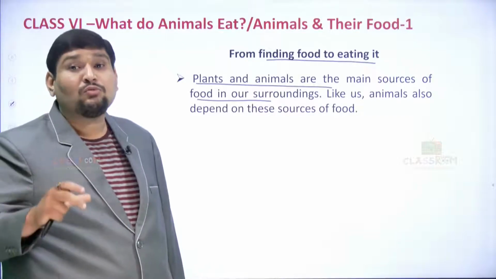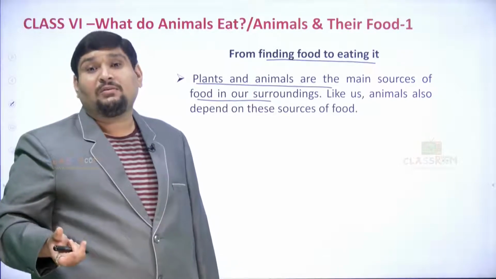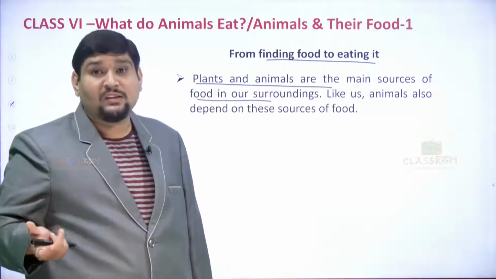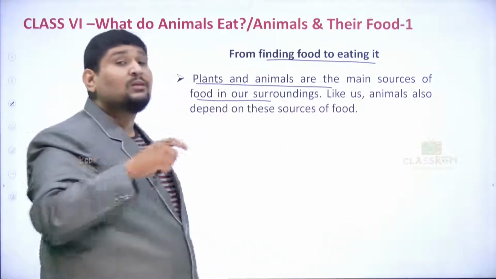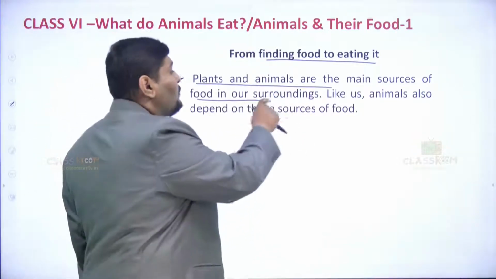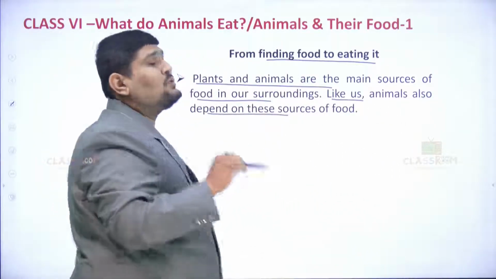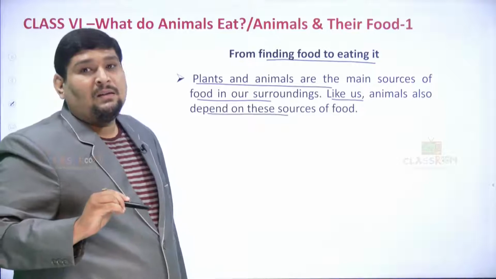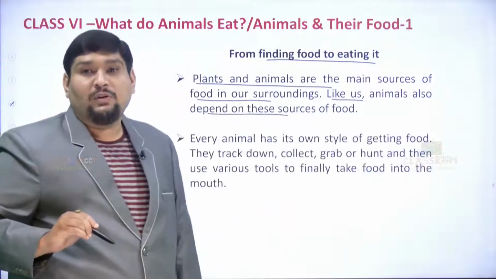As you know, plants are autotrophs, and they prepare food on their own in the presence of sunlight and by using water in the process called photosynthesis, as we should already know. So plants and animals are the main sources of food in our surroundings. Like us, animals also depend on these sources of food.